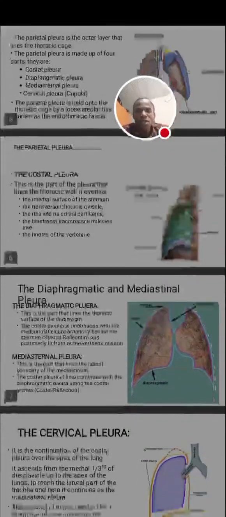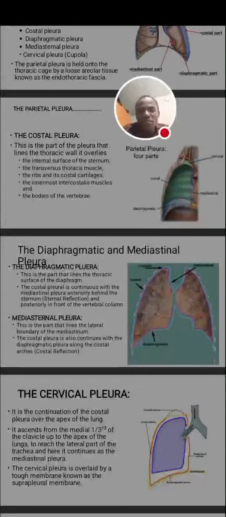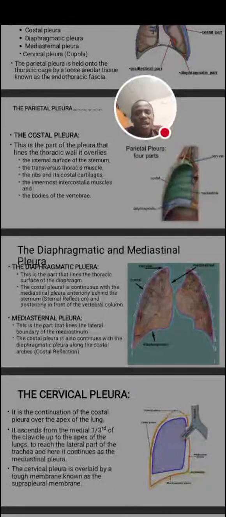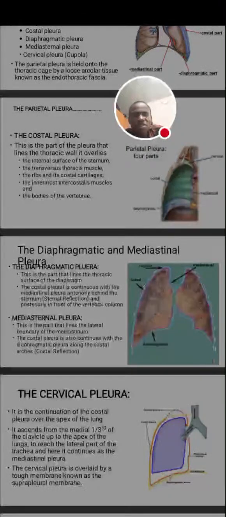Now we talk about the costal pleura. They said this is the part of the pleura that lines the thoracic wall. It overlies the internal surface of the sternum, the transversus thoracis muscle, the ribs and their costal cartilages, the innermost intercostalis muscle and the bodies of the vertebra. So this is just additional information. When you mention costal pleura, it has about 5 things: the sternum internally, the transversus thoracis muscle.